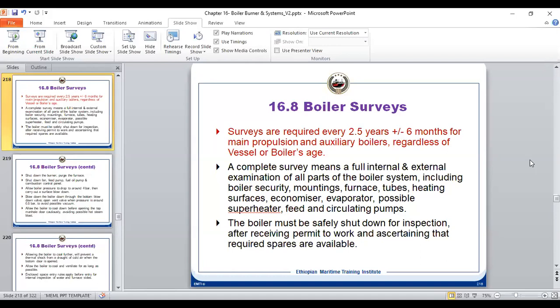Any other questions, gentlemen? As I said, it need not be about boilers. In case you want to ask about anything else, please go ahead.